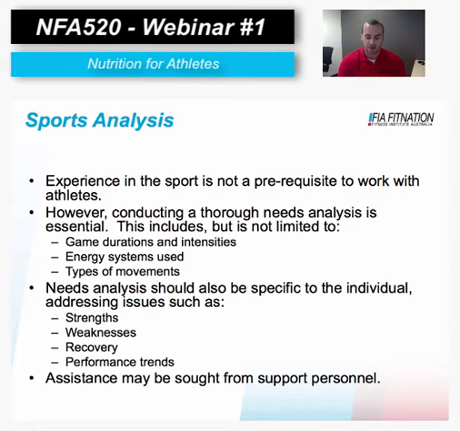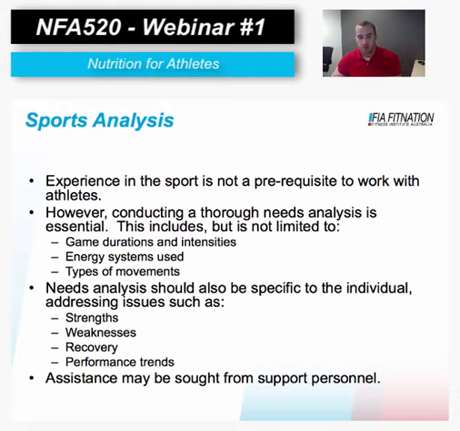Particularly, you're going to be liaising with the sports coach, the team manager, and potentially doctors and physios should there be any underlying injuries that you feel need to be addressed. You also want to look specifically at recovery. So how long does it take them to recover from training sessions? How do they feel after training sessions? Do you feel that nutritional practices could improve that recovery process? And also performance trends as well.